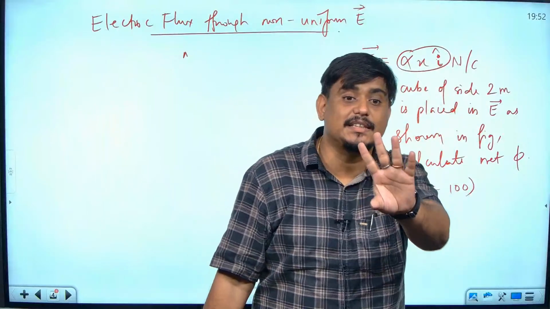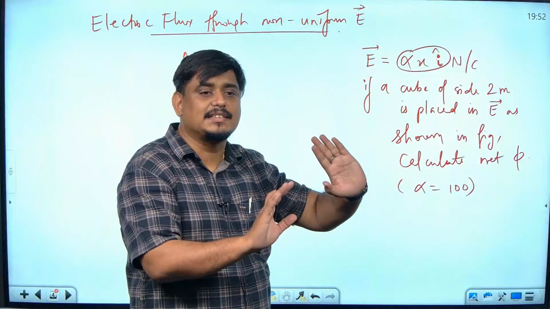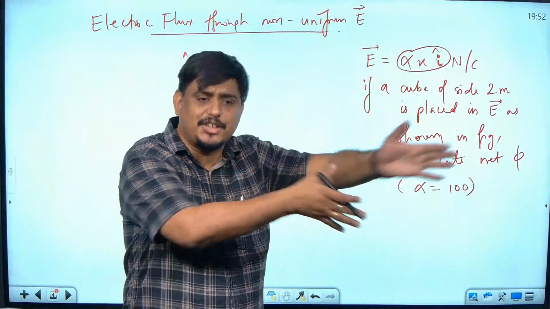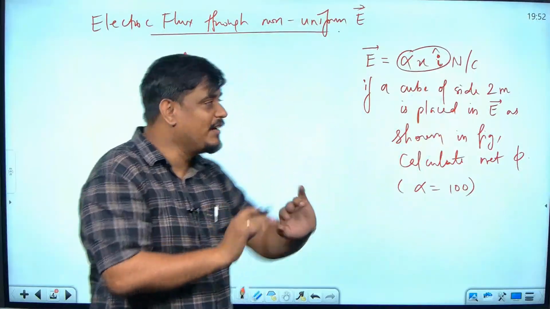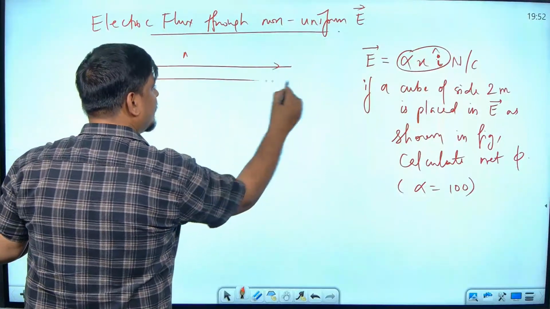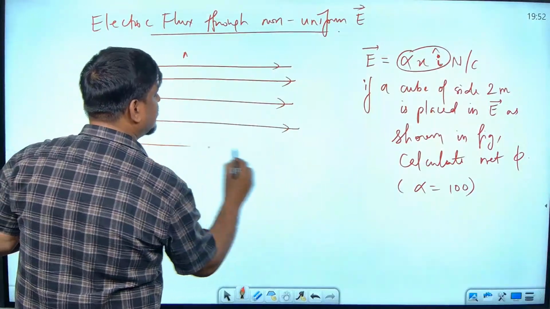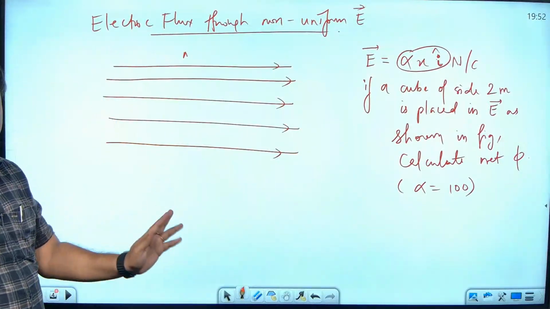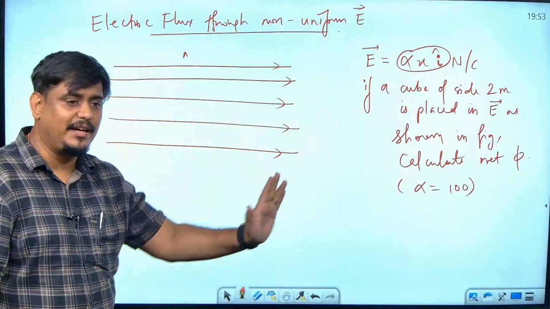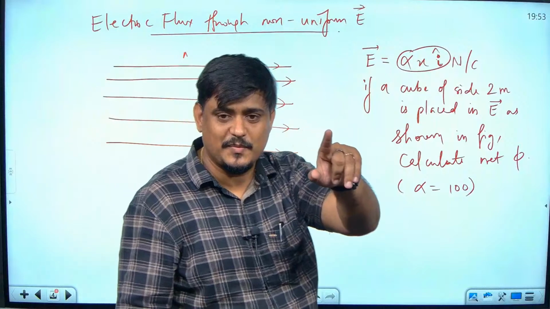It's nothing. It just says that alpha is 100, right? 100x i cap means in x direction. So electric field is changing in which direction? In x direction. And what is the variation? 100x. That is, if I am going 1 meter, it is 100. If I am going 2 meter, it is 200. If I am going 3 meter, it is 300. Are you getting my point?